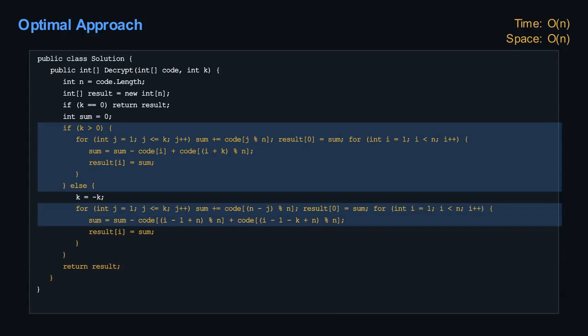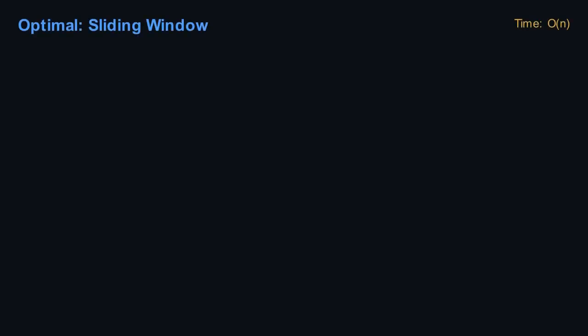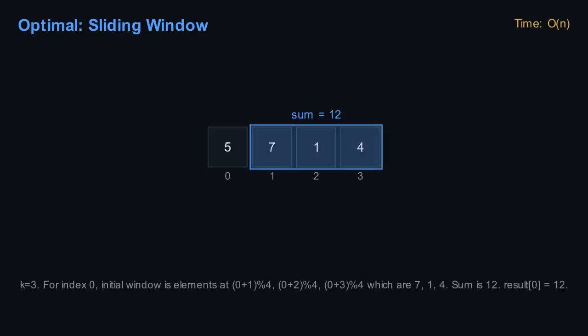We'll pre-calculate the first window sum, then iterate, updating the sum by subtracting the oldest element and adding the newest element using modulo for circularity. We need to handle positive and negative k separately, as the oldest and newest elements shift direction. Let's trace this with code as 5, 7, 1, 4, and k as 3.